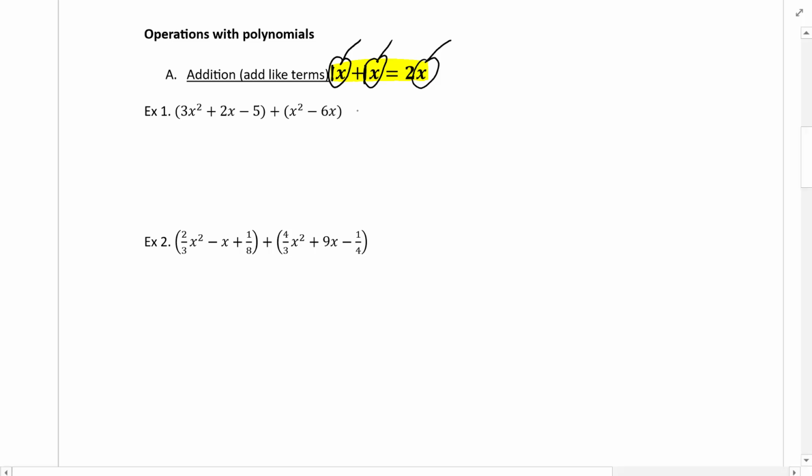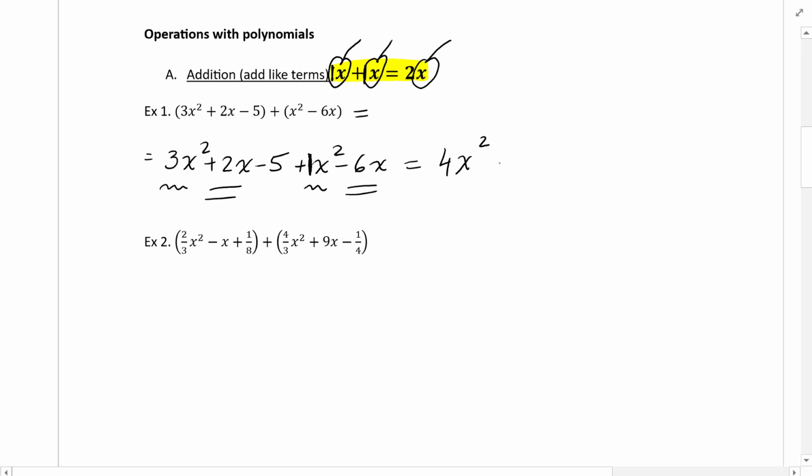So what do we do? Well, first of all, I'm going to write the terms again. So 3x squared plus 2x minus 5 plus x squared minus 6x. I dropped the parentheses because it's just a plus in front of them, so we don't have to make any changes. Now 3x squared plus 1x squared, because in front of x squared it's a 1, that makes it 4x squared. They are alike. 2x minus 6x is negative 4x. And then negative 5 is by itself, so we just copy it. So the final answer is 4x squared minus 4x minus 5.